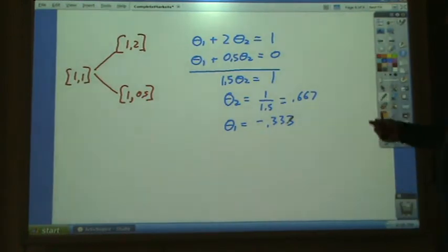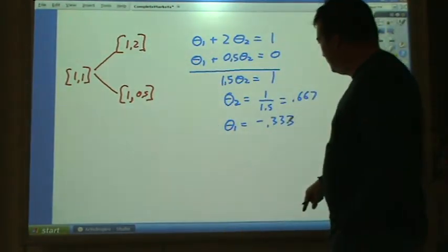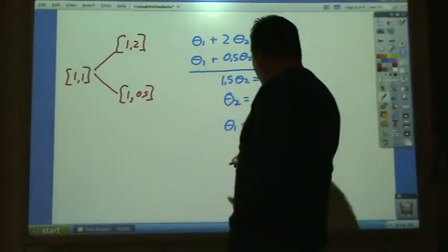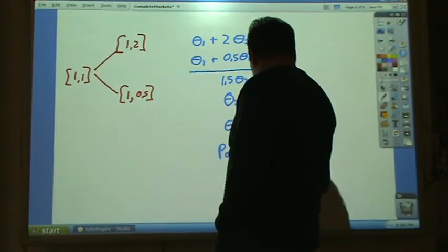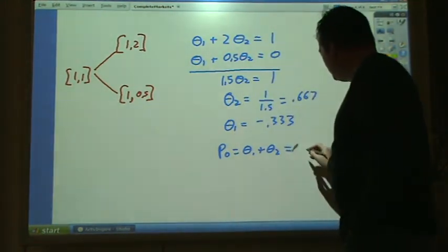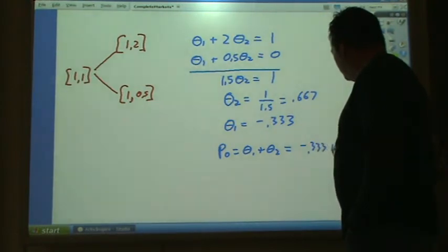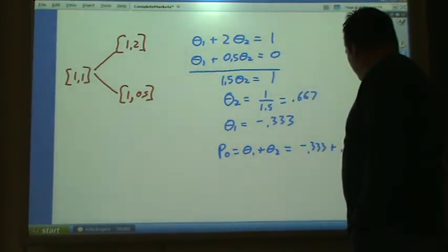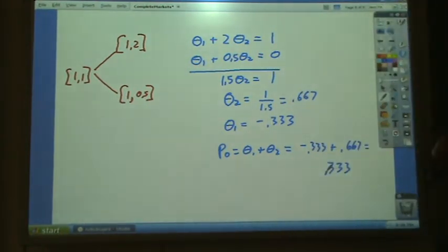Okay, so how much money do we lay out right now to get a security that pays $1 in the upstate and 0 in the lower state? The price right now would be theta 1 plus theta 2 equals negative 0.333 plus 0.667 equals 1/3. So it'll be 33 cents, or 1/3 of a dollar.